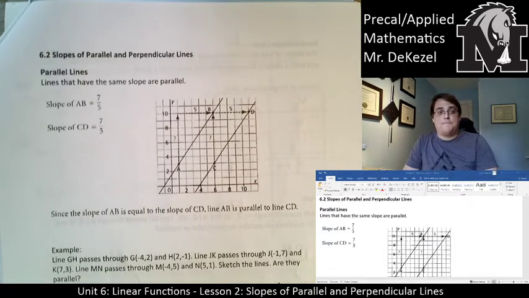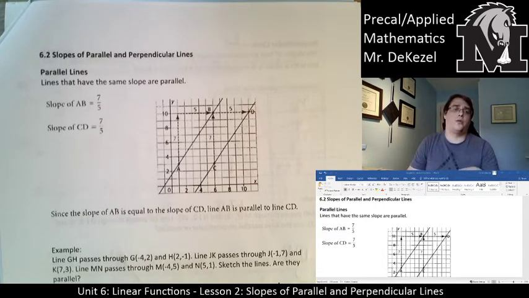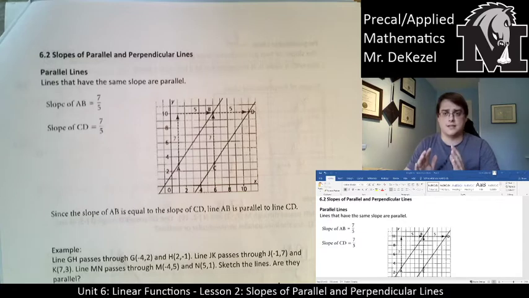So parallel lines are lines that have the same slope. As you can see on the screen, on your document, you have two lines, and the rise and the run for both of those is 7 over 5. You count up for both of those, it is 7. You count over, it is 5. That means that they will never ever cross. No matter what you do, they will both go up 7 and over 5, and they'll stay the same distance apart. So since the slope of AB is equal to the slope of CD, those two lines are parallel.